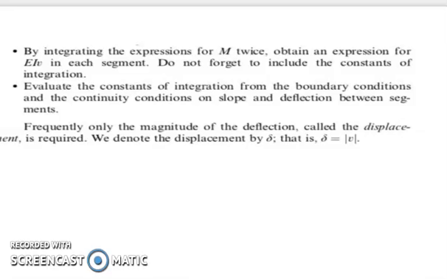We have to take note that in the double integration process, you have to consider each segment in the analysis of the deflection of a beam using the double integration method. Frequently, only the magnitude of the deflection, called the displacement, is required. We denote the displacement by small delta, which is equivalent to the absolute value of v.